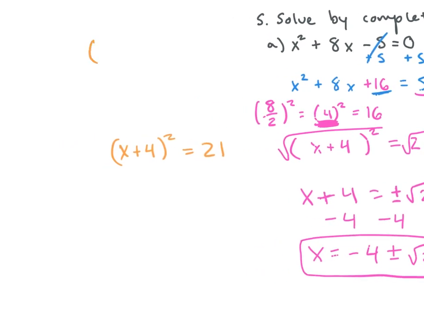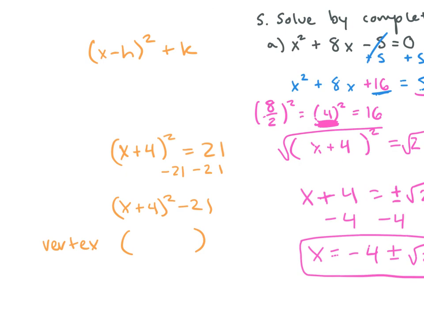Remember, vertex form is x minus h squared plus k. So we just want all of our terms on one side, so we would subtract 21 on both sides. So this is x plus 4 squared minus 21. So what would our vertex be here? So negative 4, because we changed the sign of our h, and then what's our k? Negative 21.